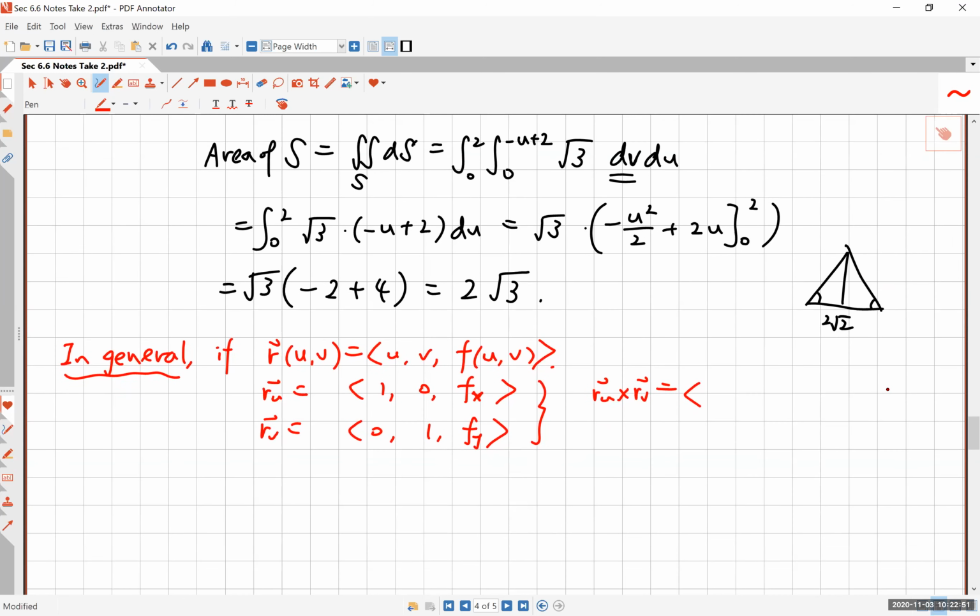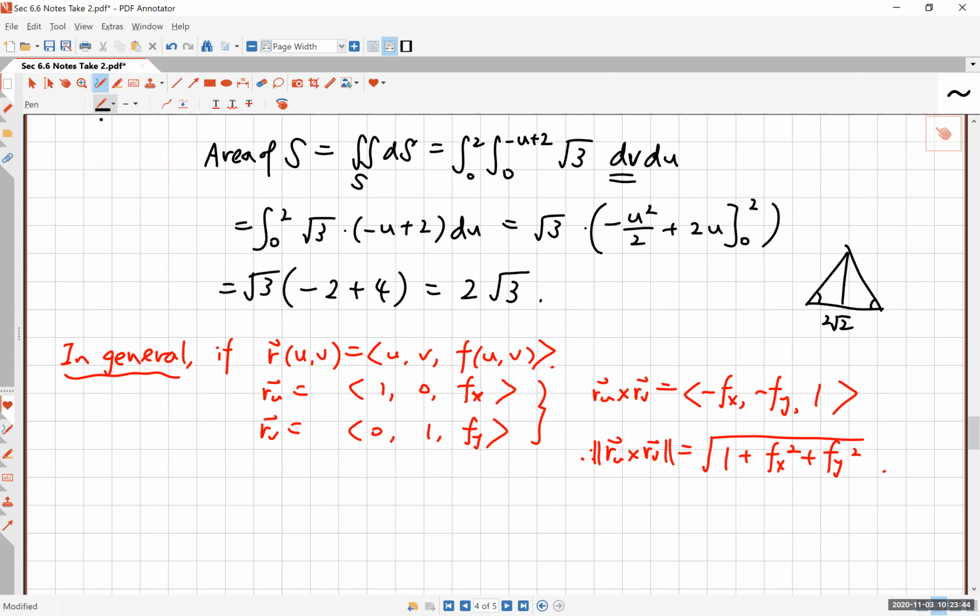If you do that, then the first coordinate is going to be negative f_x, okay? And then the second coordinate will be f_y, but you have a minus sign, so it's negative f_y. And the last one will always be equal to 1. All right, so in this case, if z is a function of x and y, f of x, y, then the norm or the magnitude of r_u cross r_v will always be the square root of 1 plus f_x squared plus f_y squared, okay? And then you put dA at the end of this. So that is simply the case anytime you have this kind of a parameterization.